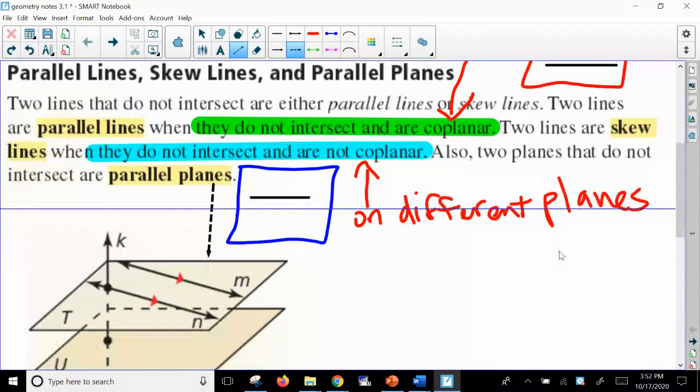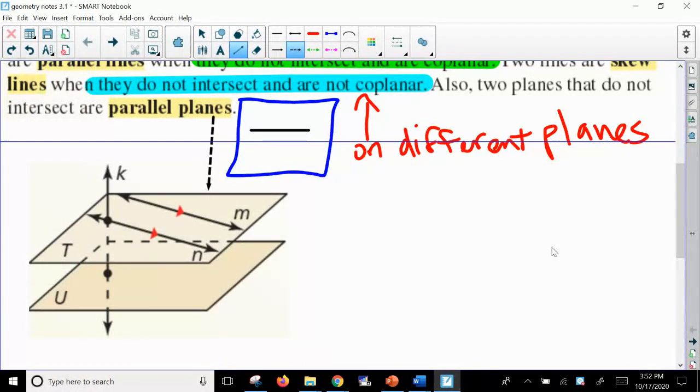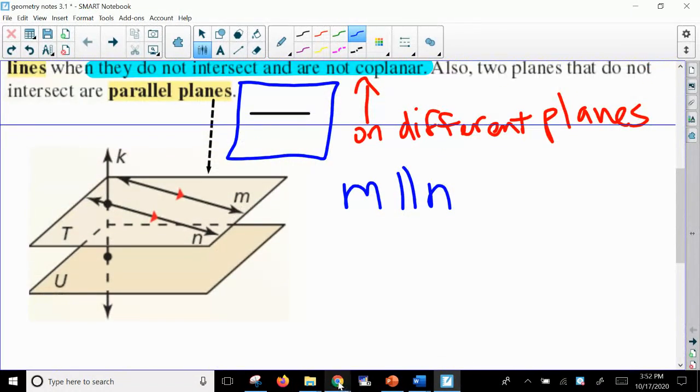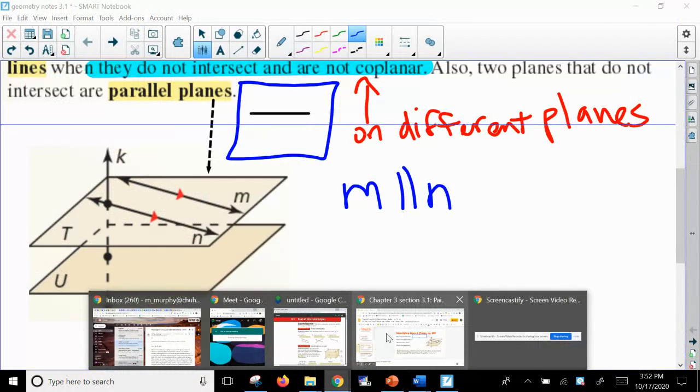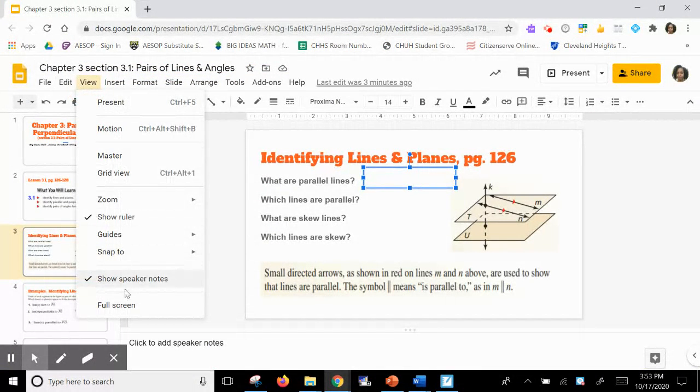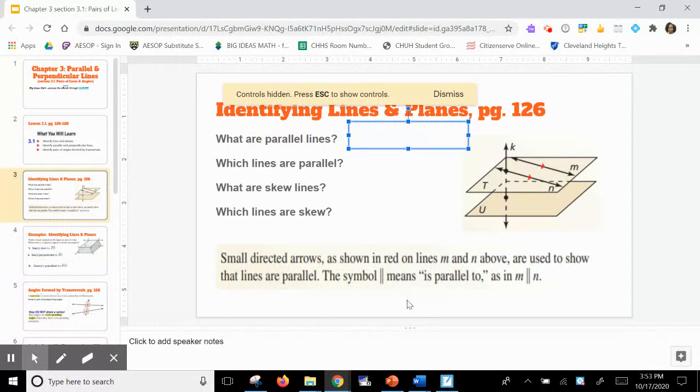Okay. So in this example right here in your book, on your slides, which lines are parallel? Line M is parallel to N. And notice I use the symbol for parallel to. Right here, make that bigger, full screen. So this symbol, those two lines right there, means it's parallel to. So I'm not going to write out the word parallel.